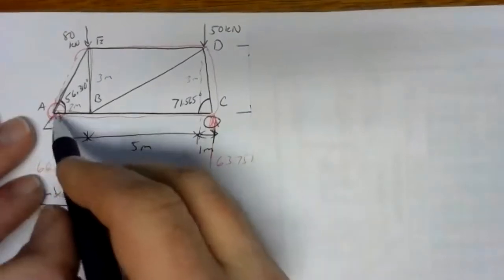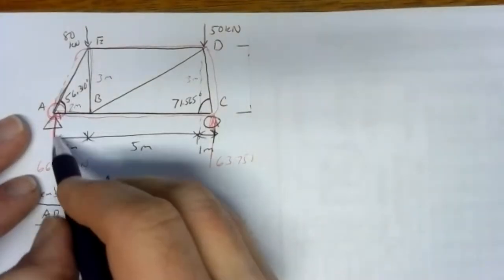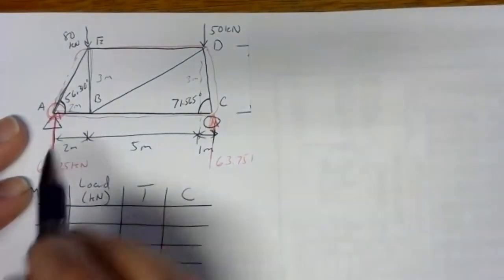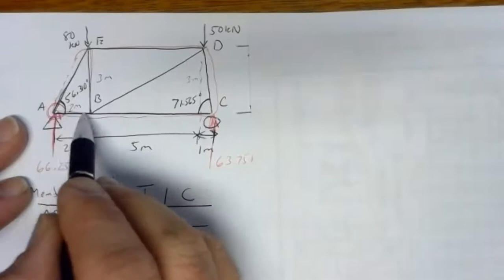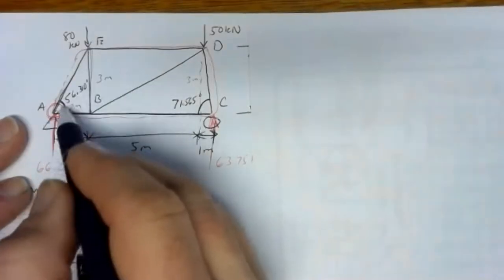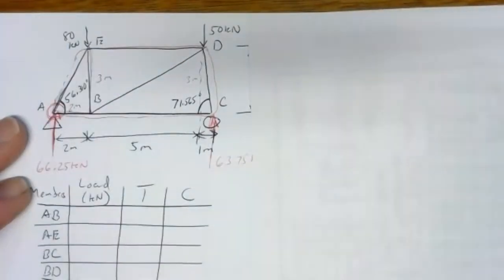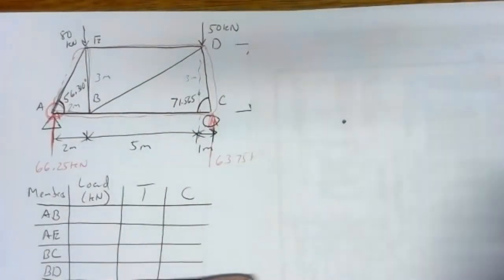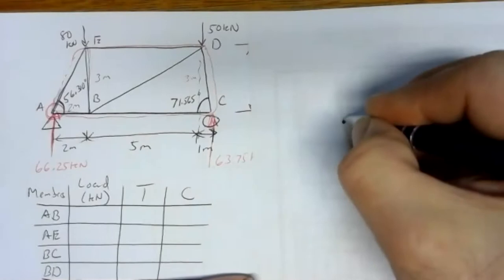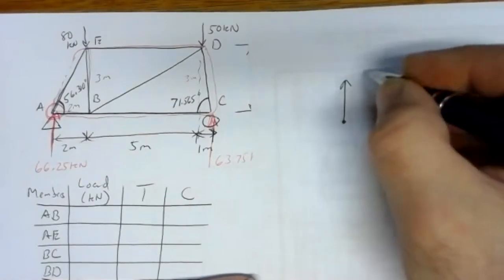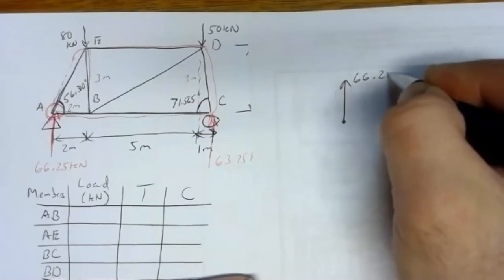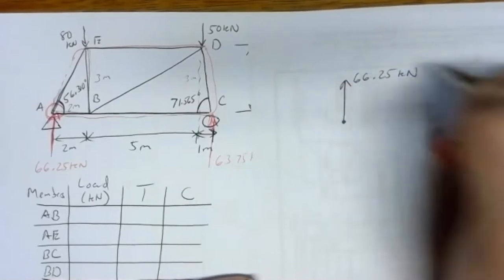Well, that circle interacts with 3 forces. We've got our vertical force of 66.25 kilonewtons. We've got whatever force member AB exerts, and we've got whatever force member AE exerts. So draw what you know first. So there's joint A. We've got an upward force of 66.25 kilonewtons.